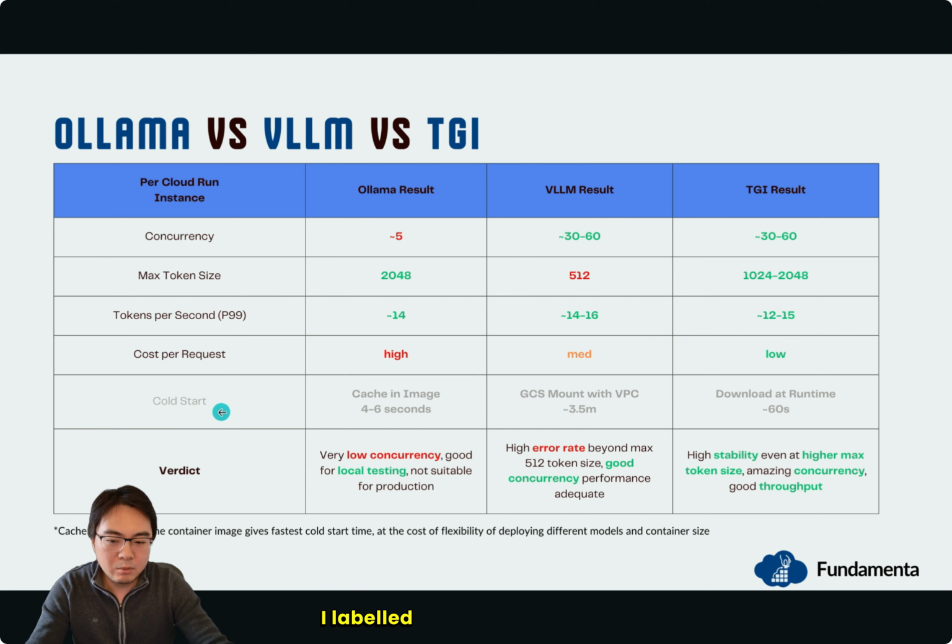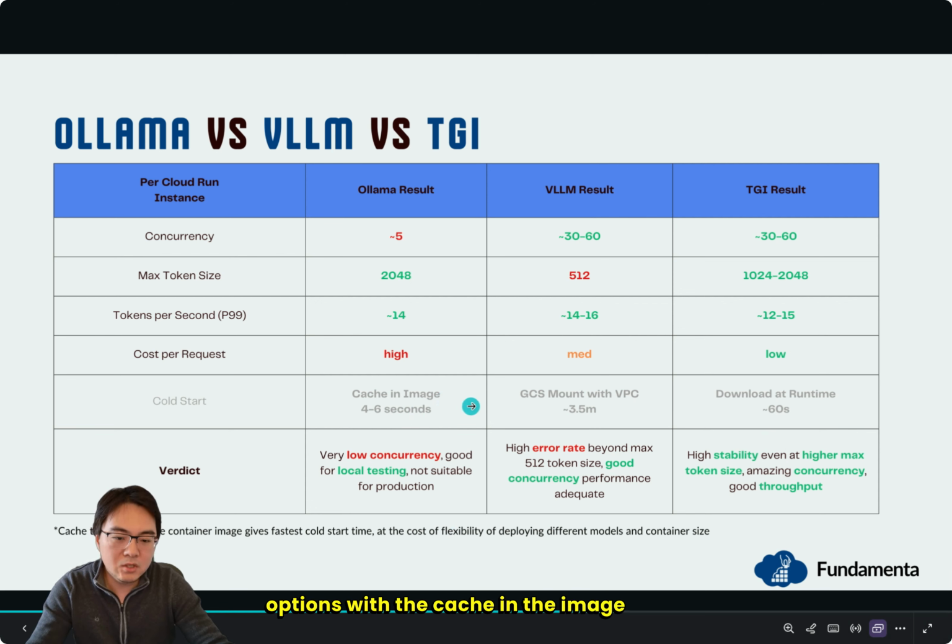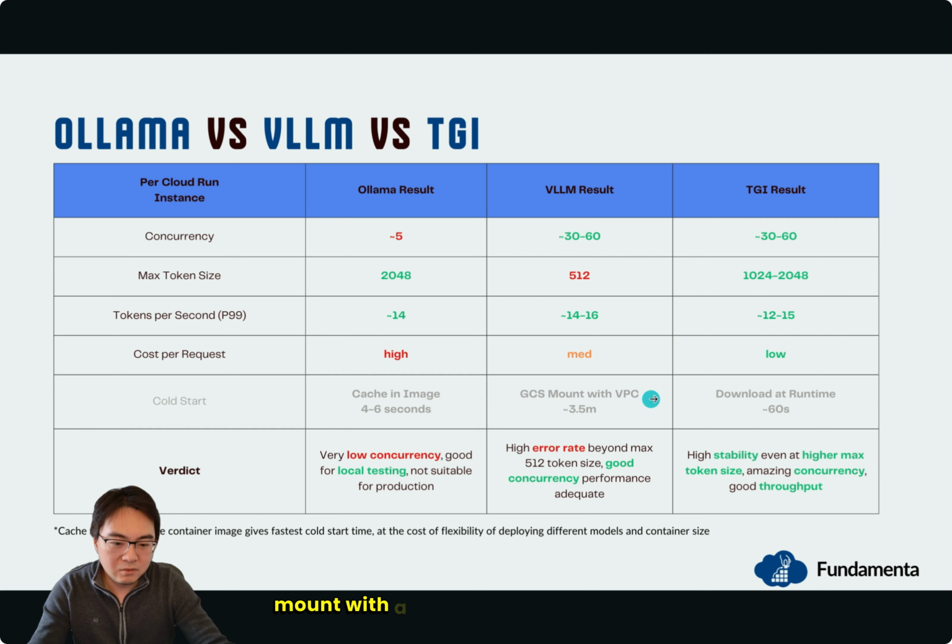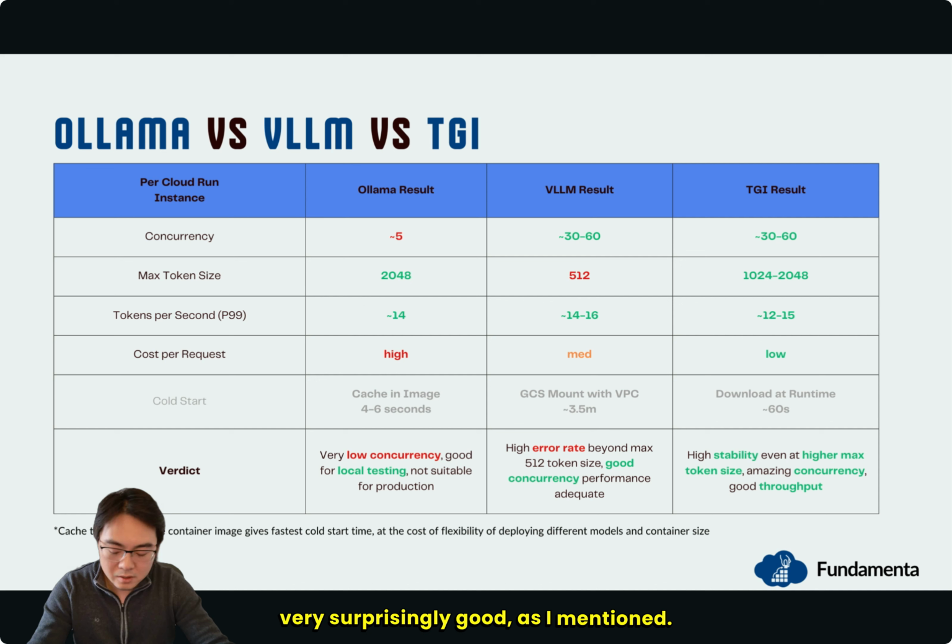I labeled the cold start as gray because it's not a good comparison. Although it doesn't affect the model inference performance, it does affect the startup time. So it's not a side by side comparison. But what I did want to show you is the different options: caching the model in the image using memory, a GCS mount with a VPC, and then downloading at runtime. The download at runtime is actually very surprisingly good, as I mentioned. But I guess it's just because the model is relatively small, right? With others, I can't say the same.